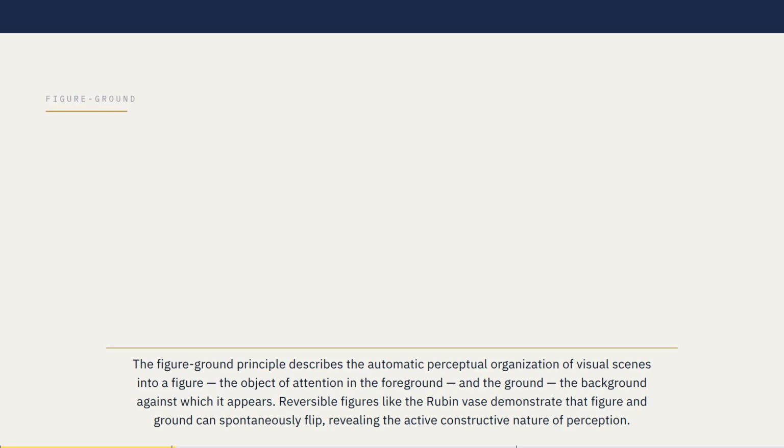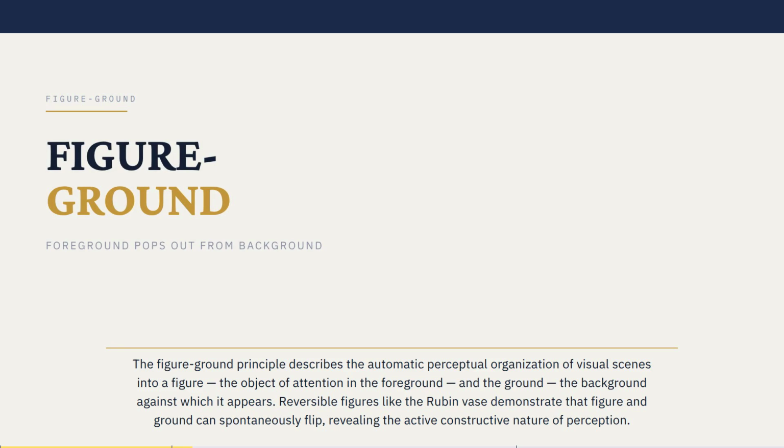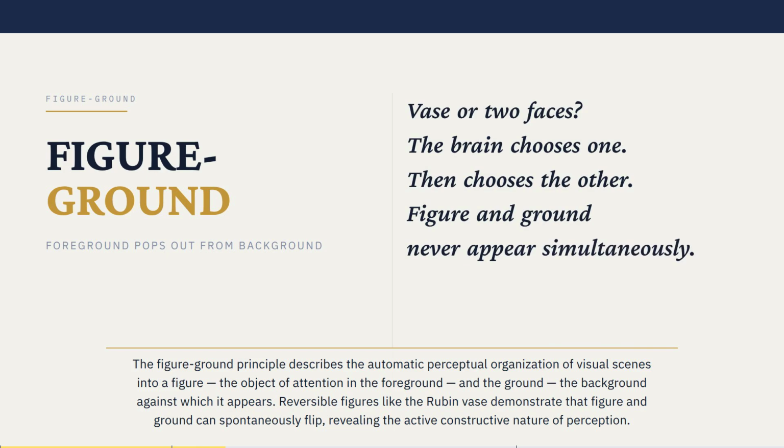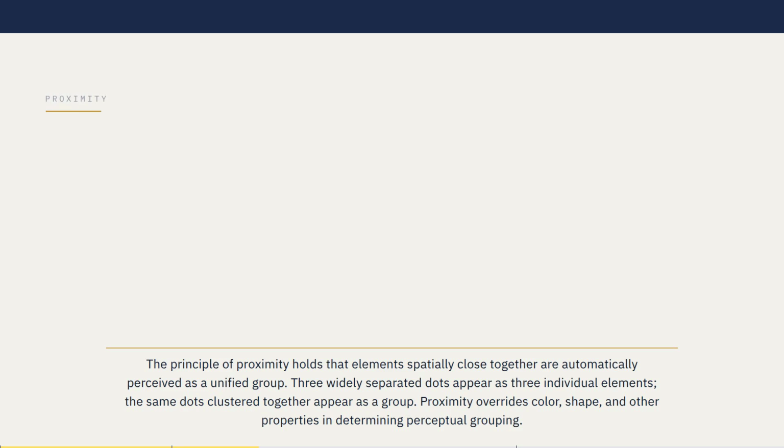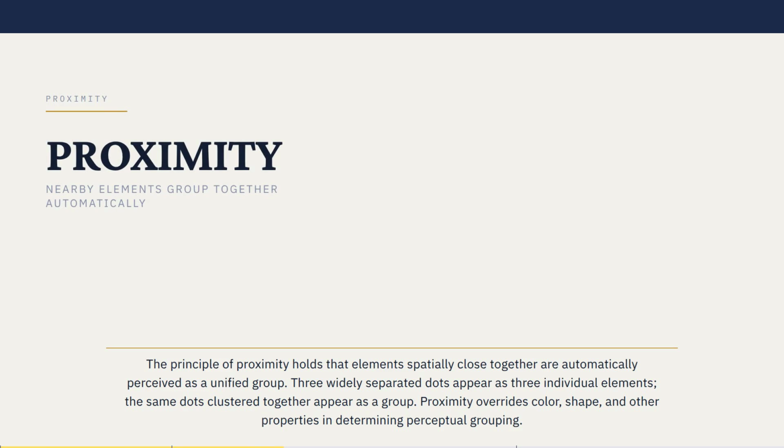The figure-ground principle describes the automatic perceptual organization of visual scenes into a figure, the object of attention in the foreground, and the ground, the background against which it appears. Reversible figures like the Rubin vase demonstrate that figure and ground can spontaneously flip, revealing the active, constructive nature of perception.